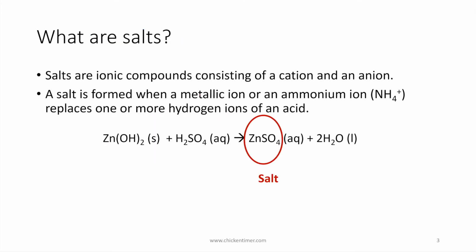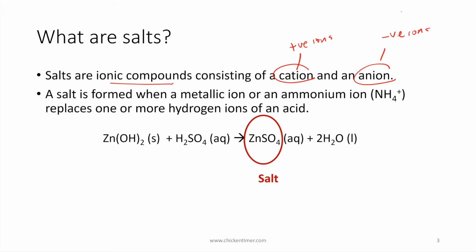Then you have the salt definition. Salts are ionic compounds. You know what ionic compounds are. Then you know what cations are and what anions are. Cations are positive ions, and anions are negative ions. How they are formed is described in the words down here.